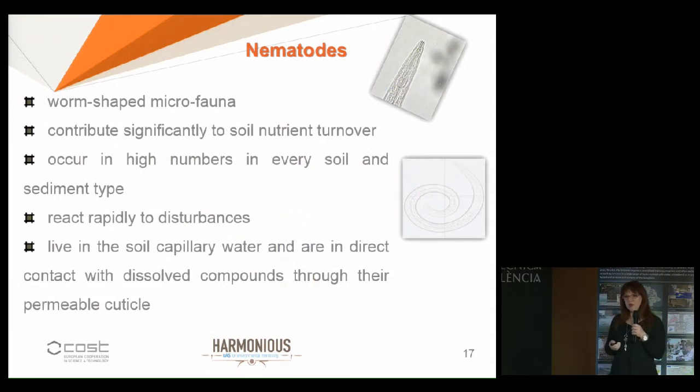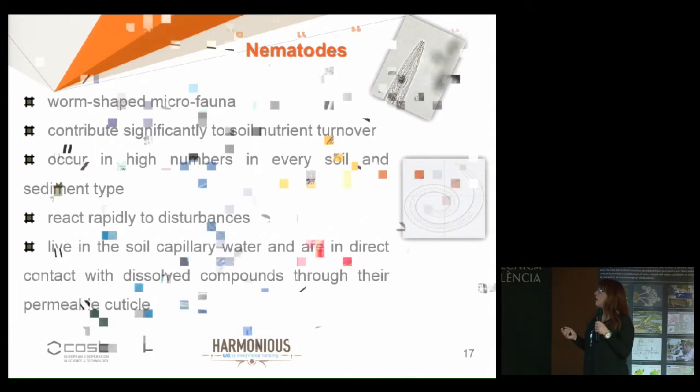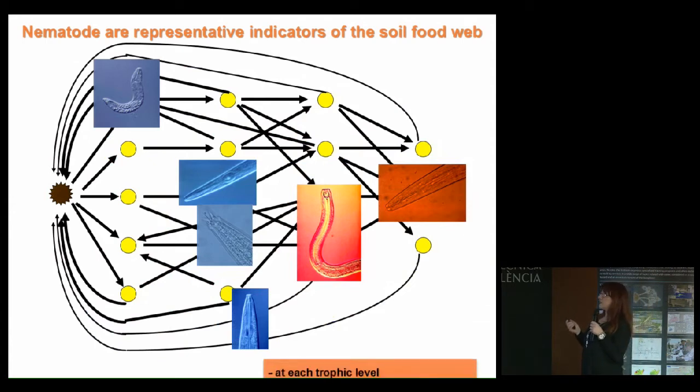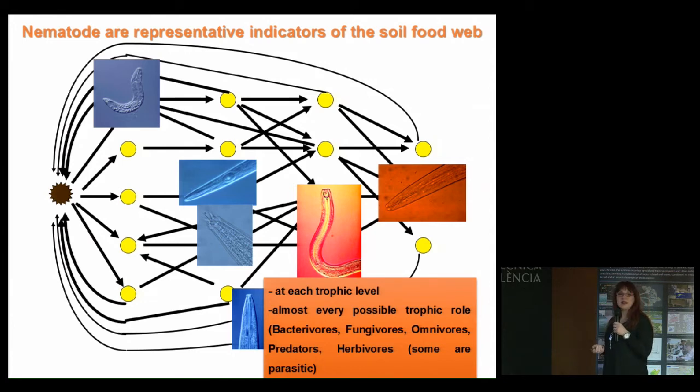Fortunately, there's a group of soil animals, nematodes, which are worm-shaped. They contribute significantly to soil nutrient turnover, and they occur everywhere in high abundances and diversity in every soil. They also have the characteristic to react rapidly to disturbance. This is a simplified model of the soil food web. When you take all the organisms away but leave the nematodes, then you have a representative group in each trophic level, and a representative group of each possible trophic role. You have nematodes that are bacterial feeding, fungal feeding, omnivores, predators, and unfortunately you also have plant feeding nematodes. Many of them are parasitic and they cause damage to plants. So you have to know what the load of plant parasitic nematodes is in a soil.